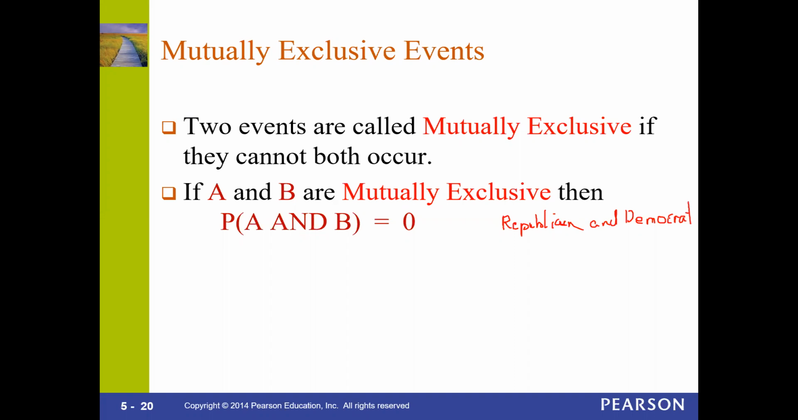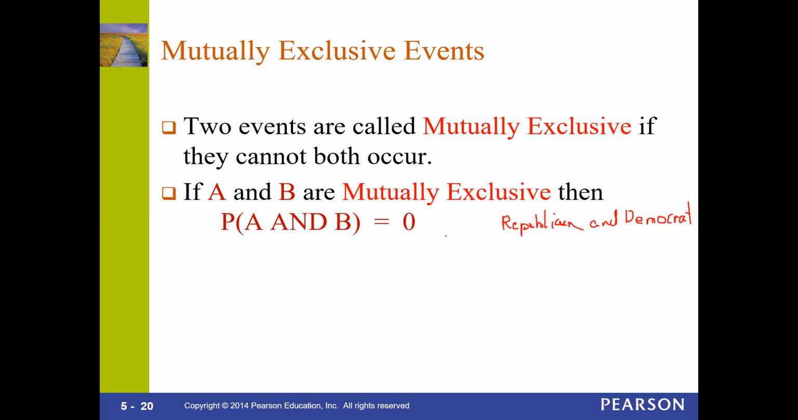When you select a person who is Republican and Democrat at the same time, is that possible? One person who is Republican and Democrat at the same time. That means on their electoral vote card, you say, I'm both a Republican and a Democrat. Is that possible? No. That's impossible. If it's not possible, the probability of such an event will always be 0.